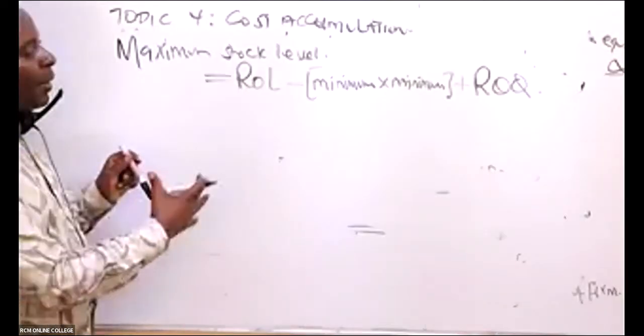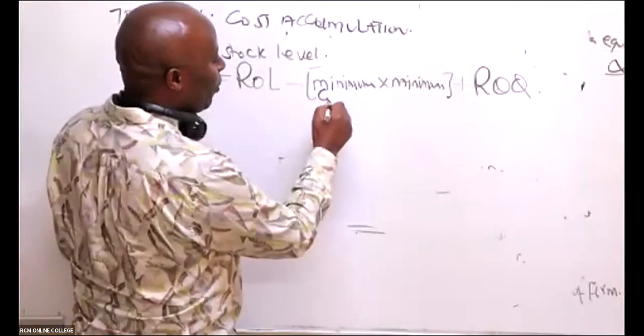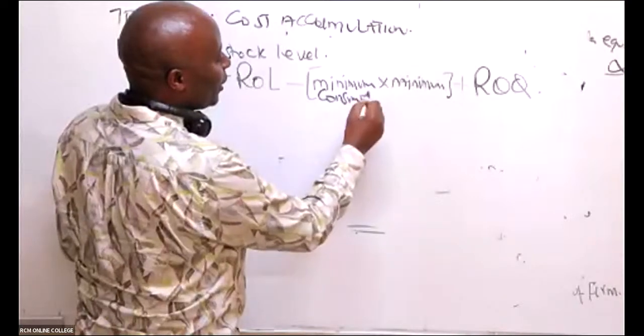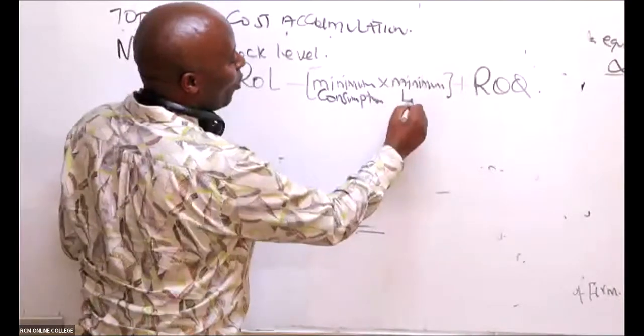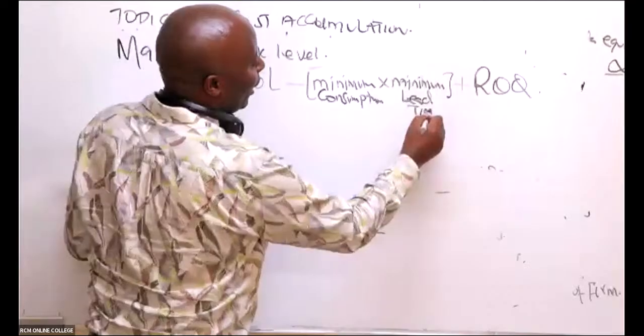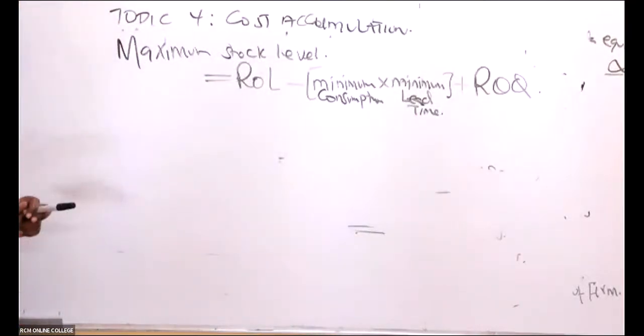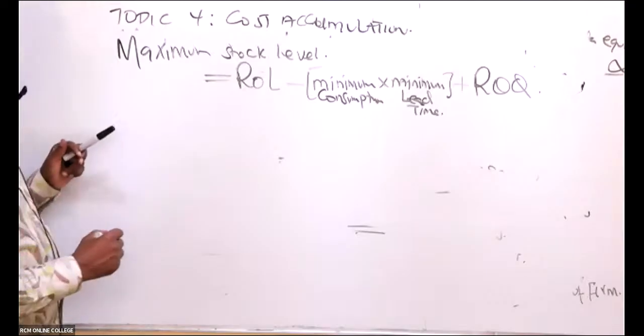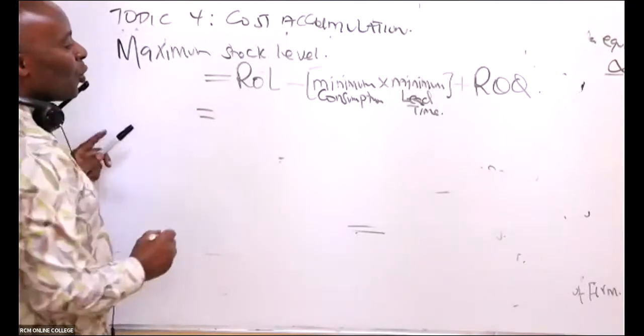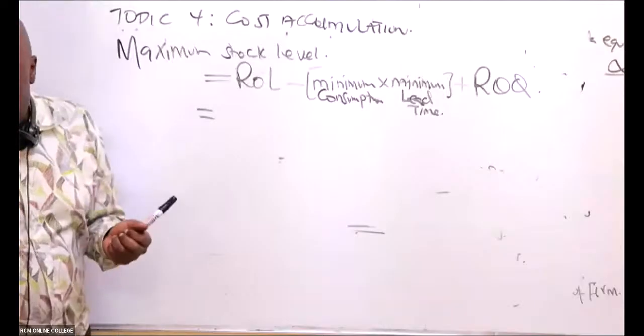So this minimum and minimum: the first one is minimum consumption, and the second is minimum lead time. So we go back to our highest performance. Are you able to see the reorder level? You guys gave me the reorder level.